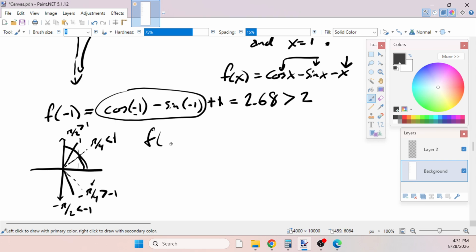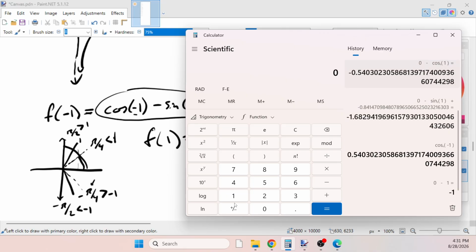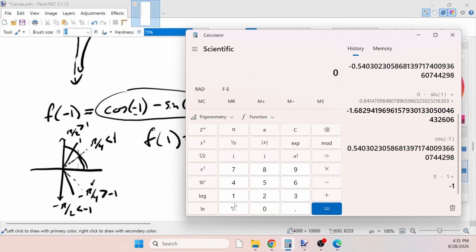Now I'm going to try f of 1, which is going to give me cosine of 1, and we're going to subtract sine of 1 and add 1 to it. So start off with our cosine value, which was this one.